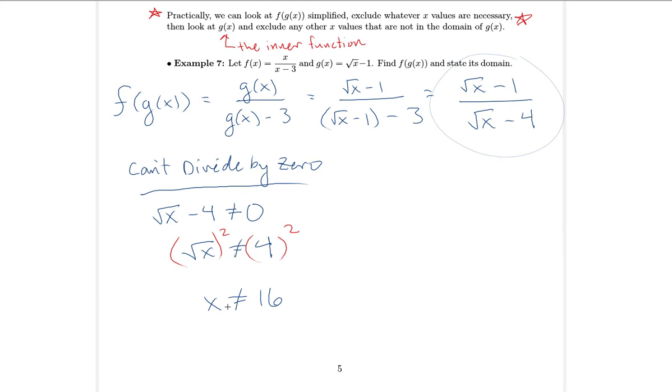The other thing we know, though, and you can actually see it here, but also because of the inner function, right, the inner function g, we know that the domain of g, right, is what? It's 0 to infinity, right? So you can't plug negatives into a square root.